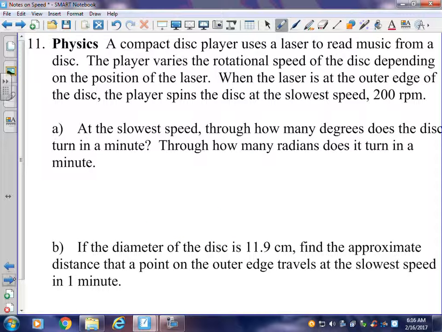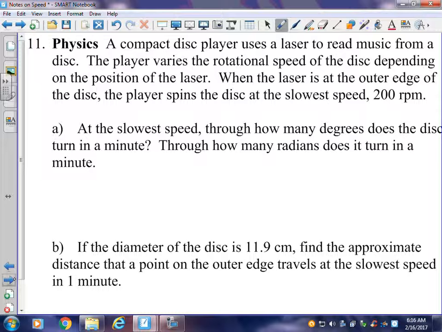All right, a compact disc player uses a laser to read the music from a disc. The player varies the rotational speed of the disc depending on the position of the laser. At the laser on the outer edge of the disc, the player spins the disc at a slowest speed of 200 RPMs. Of course, it would be faster closer to the middle because it doesn't take as long to go around the circle because the radius gets smaller. So that kind of makes sense. We're first going to focus our problem on the outer edge because that's where it starts reading the laser disc.